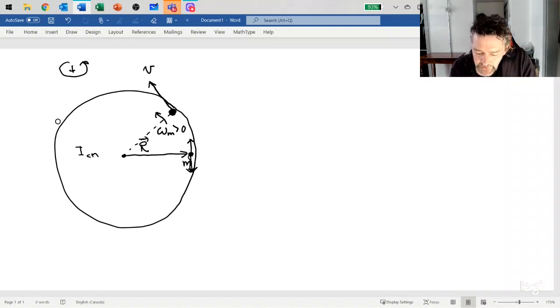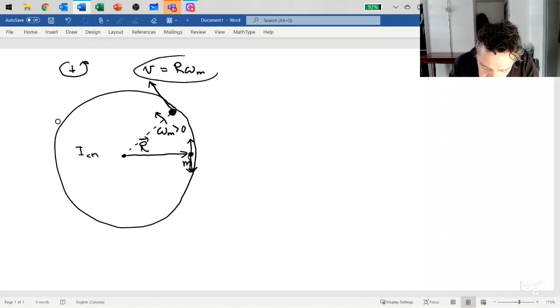Okay, so that's great. And that tangential velocity v in meters per second is related to the angular velocity omega m by v is equal to r times omega m. Okay, so that's going to be an important relationship to begin with. Okay, so that describes the person.